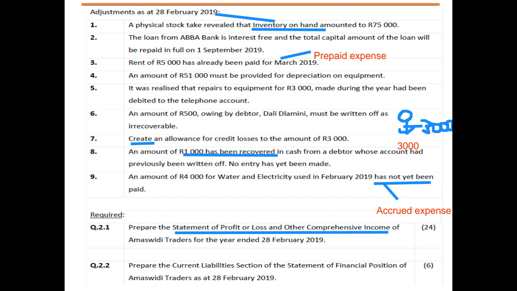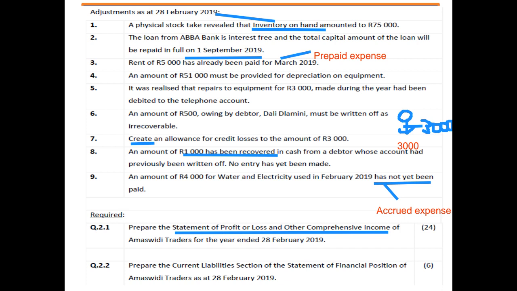Yes, number two. Can you please read that statement? The loan from EBBA Bank is interest-free, and the total capital amount of the loan will be repaid in full on 1st September 2019. This is important, so we must check because this will affect us. This will help us to check if the loan that we have is short term or long term.